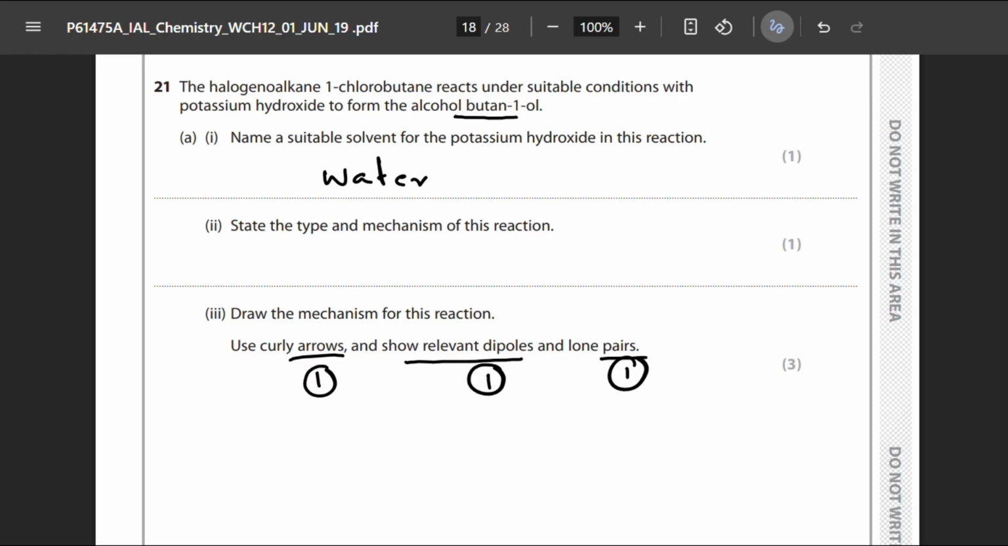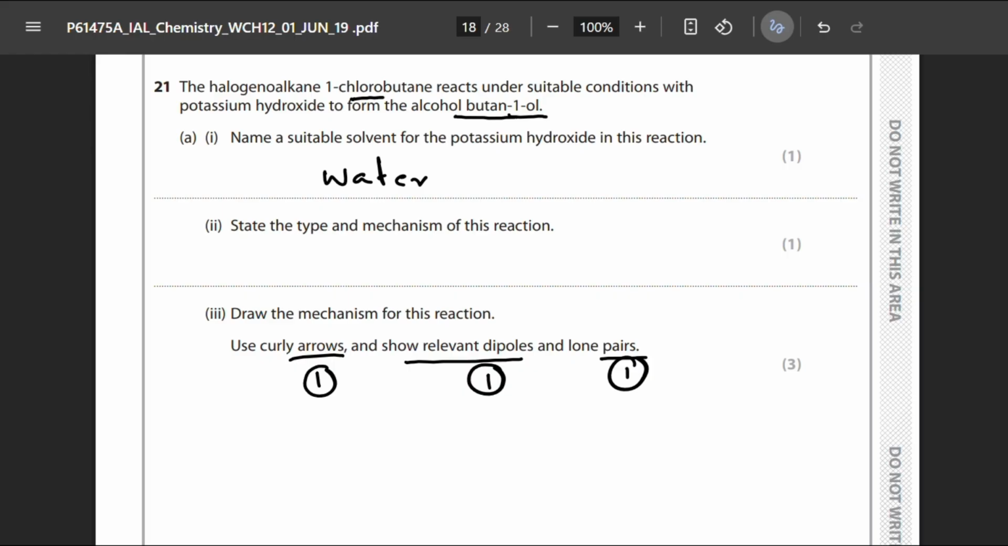State the type and mechanism of this reaction. So which type of reaction is this? Basically, in this reaction, chlorobutane will be converted to butan-1-ol. So the halogen will be replaced by an OH group. So it's basically substitution.